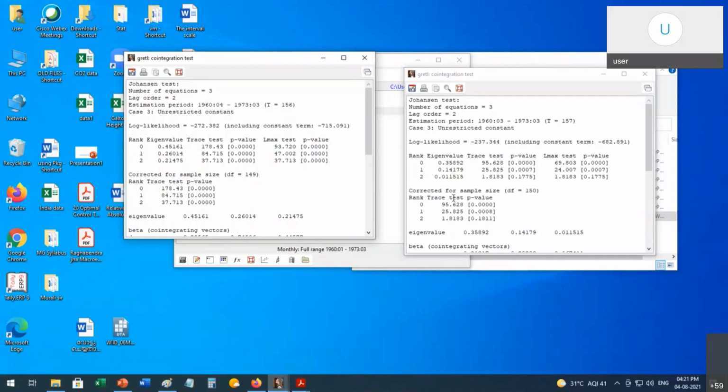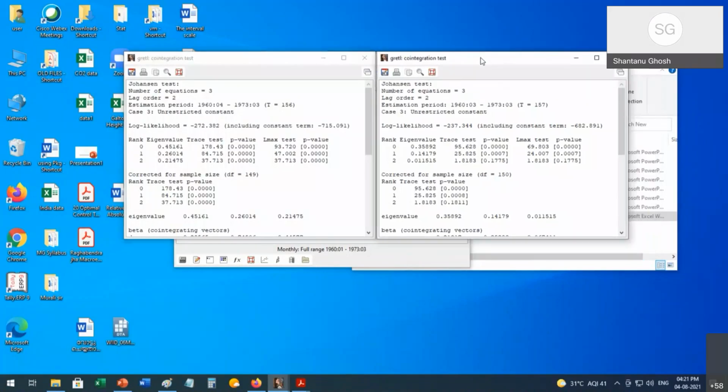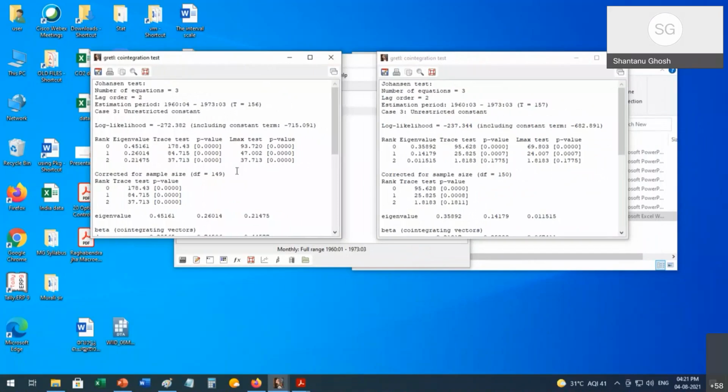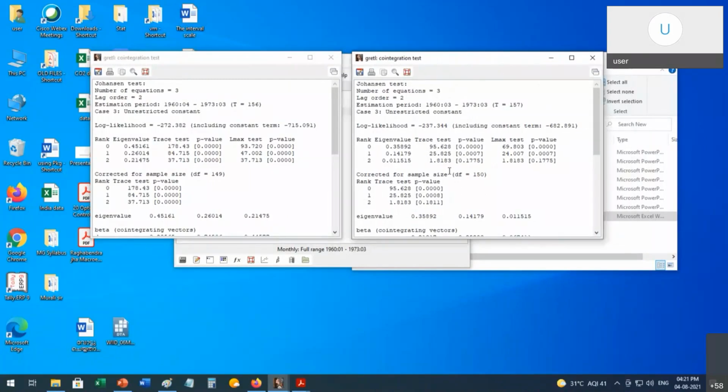Sir, here the rank 2, that means the third factor is selected. That means order of 2 is selected, and the eigenvalue is 0.21475 over there. So what interpretation do we draw from here? Which case, the second case or the first one? The actual first one. Yes, sir. We have an optimum lag order of 2.